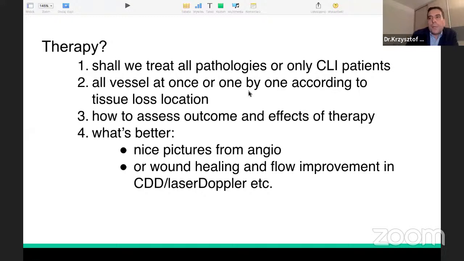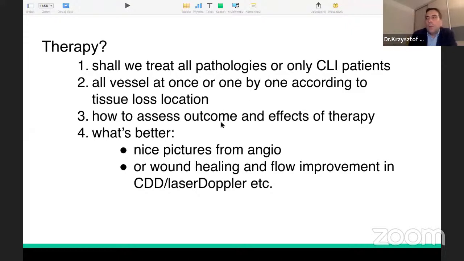Sometimes we are asked by diabetologists, they make angioscans and ask us whether we treat these patients. In my opinion, if the patient has only not nice looking CT, but he has a good walking distance, we usually do not treat such patients. The second question is all vessels at once or one by one in 3, 4, 5 procedures. It is also very important.